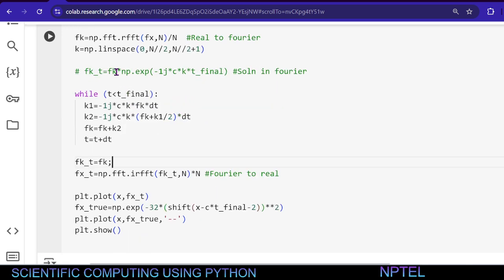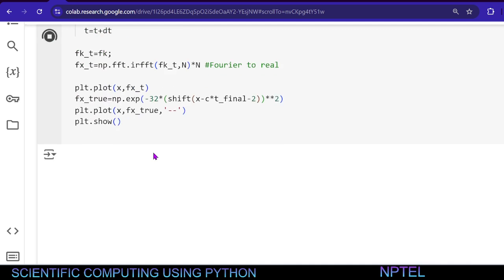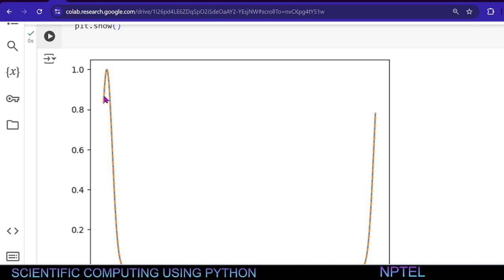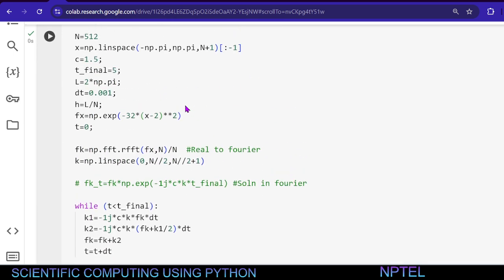Okay, earlier it was this, we directly wrote that. Now we are doing it stepwise using rk2, and finally we get fk. I could have used just fk here, but since I already have fkt here, I'll just say fkt is equal to fk, and let's see if it gives the correct answer. Yeah, it does. I'm surprised I'm not getting enough errors.